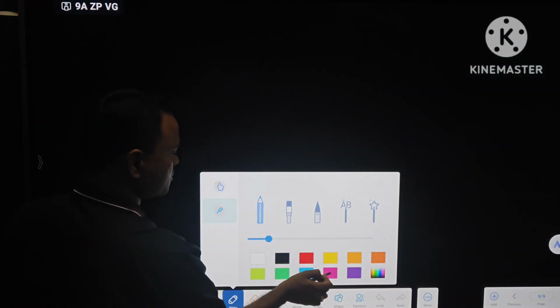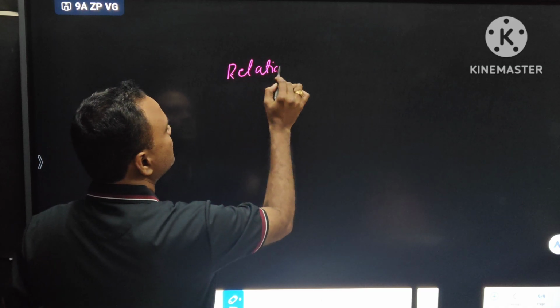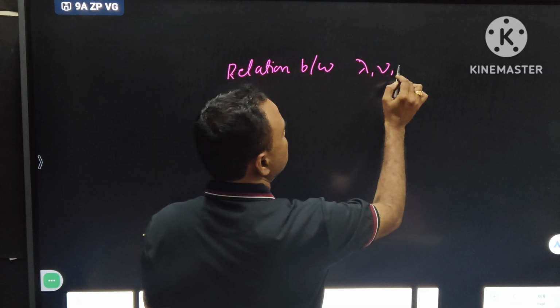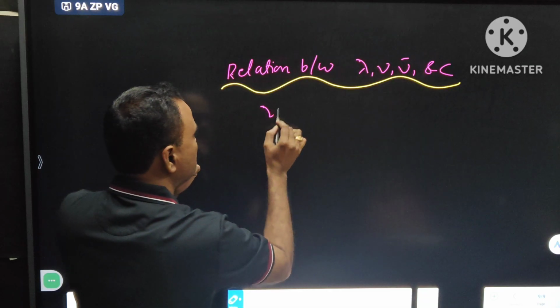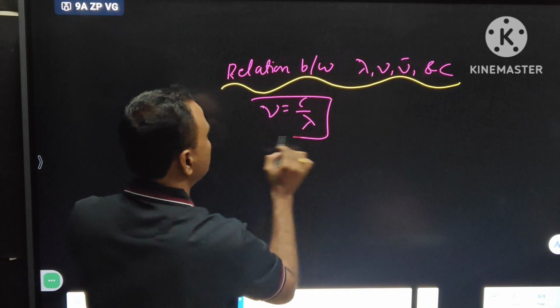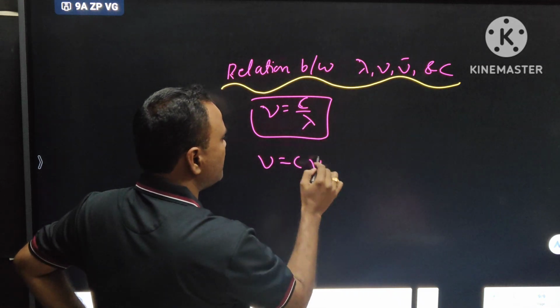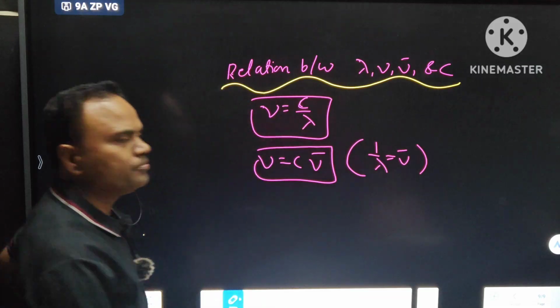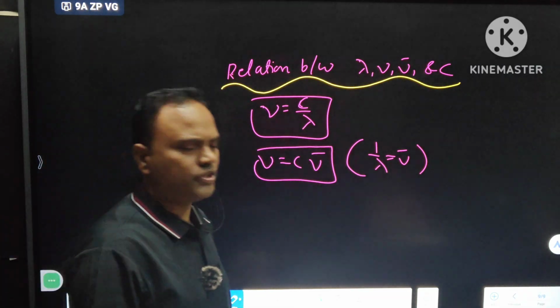And next, the relation between all these things, I forgot to give you. We will have numericals on this. Relation between wavelength, frequency, wave number, and velocity of light. Nu is equal to c by lambda. Nu is equal to c into 1 by lambda, which can be written as nu bar, since 1 by lambda is equal to nu bar. This is about electromagnetic radiation.